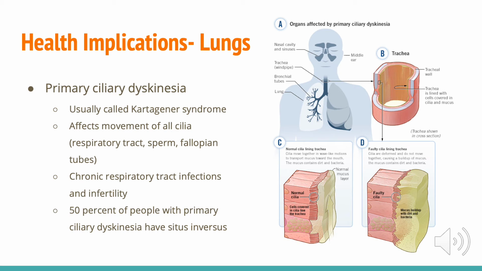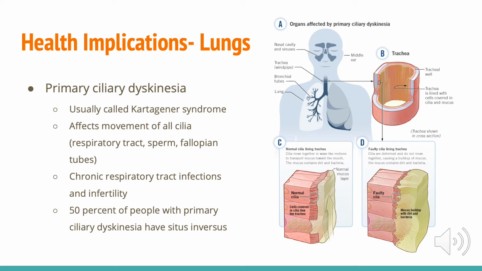Cases of situs inversus that may need treatment are those that have associated health implications. In regards to lungs, those with situs inversus are more likely than the general population to have a condition called primary ciliary dyskinesia. This condition is specifically referred to as Kartagener syndrome in those with situs inversus.